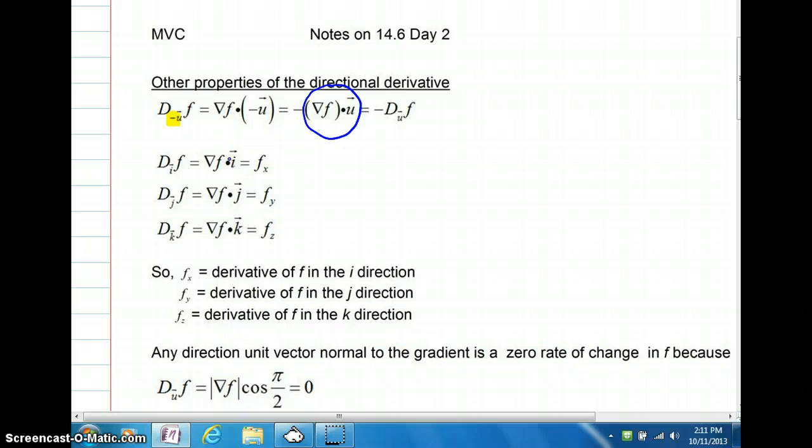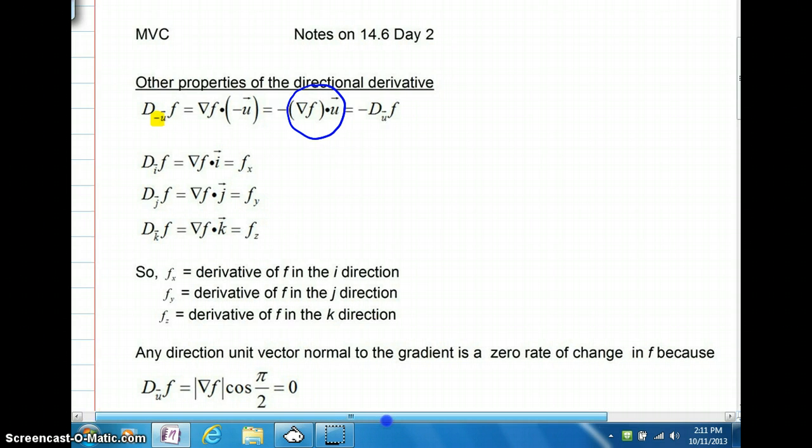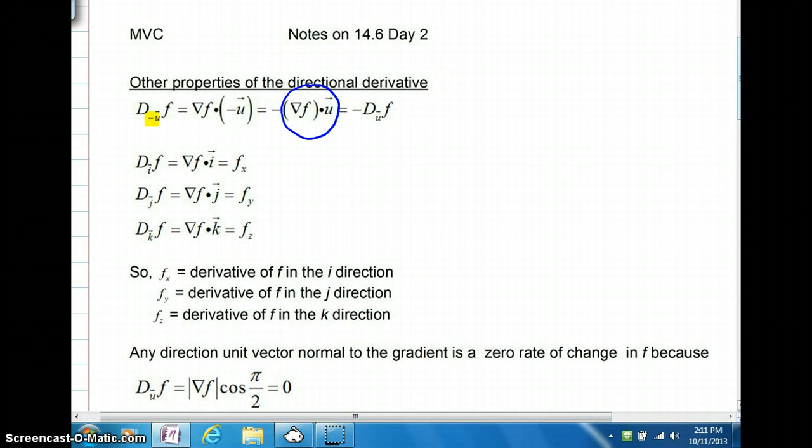So what are we really seeing from this information? f sub x is the derivative of f in the i direction. f sub y is the derivative of f in the j direction. And f sub z is the derivative of f in the k direction. Hopefully no big surprise there. Well, let's keep going here.